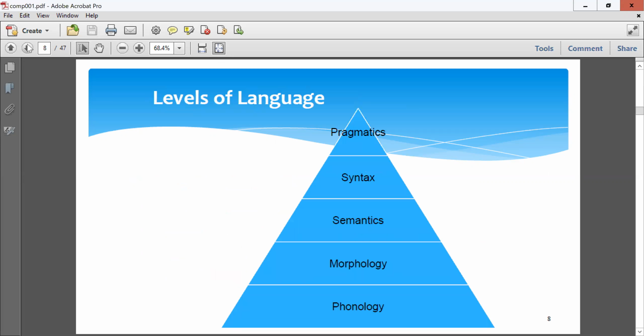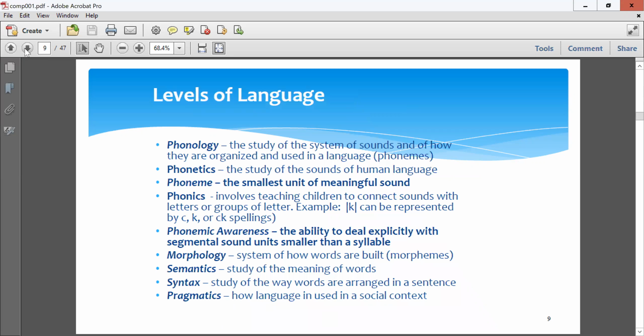There are levels of language, and the most basic level is phonology, the sounds. Morphology then puts sounds together to form words. Then semantics is the meaning of those words when put in a certain syntax. Syntax is word order. And then pragmatics has to do with how language is used in a situation. And we will talk more about these different terms. So there are different levels. Here are some descriptions of each of these words.